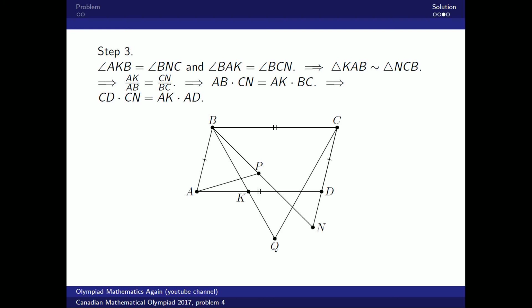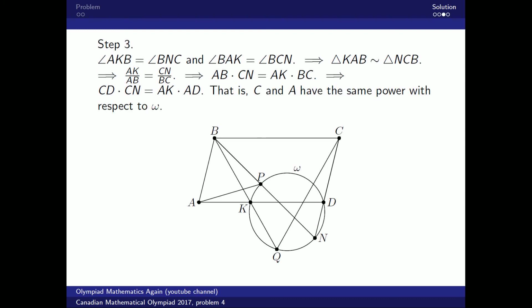BC and AD are the other two opposite sides in the parallelogram. Therefore, they're equal, and we can replace BC with AD. So therefore, we obtain this equality: CD multiplied by CN is equal to AK multiplied by AD. So now that is interesting. So what does that mean? That means that the points C and A have the same power with respect to omega.